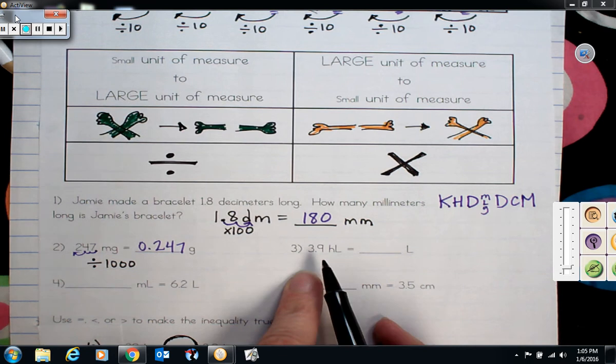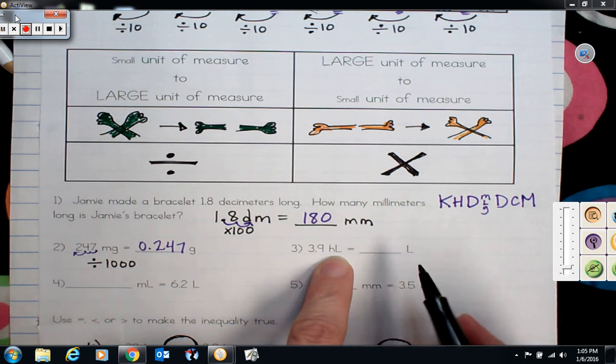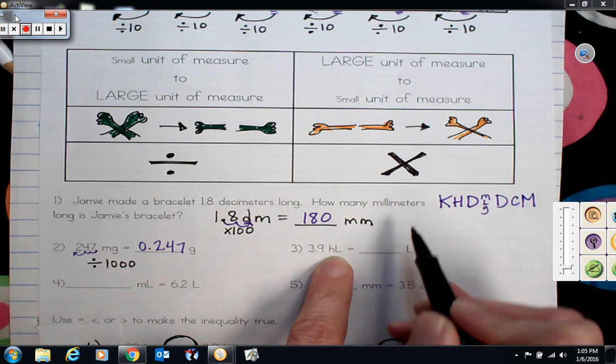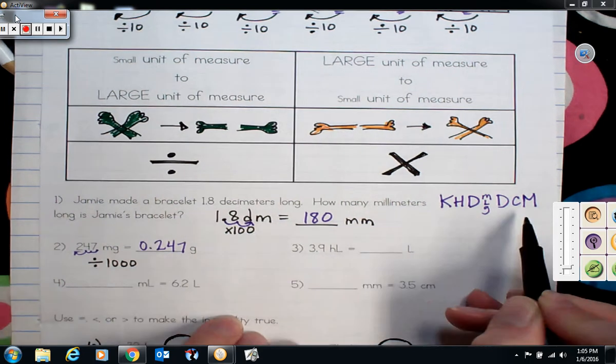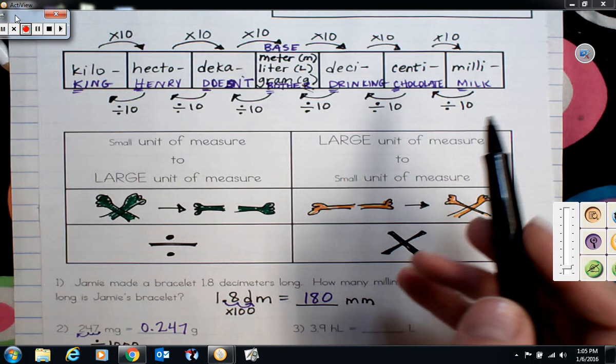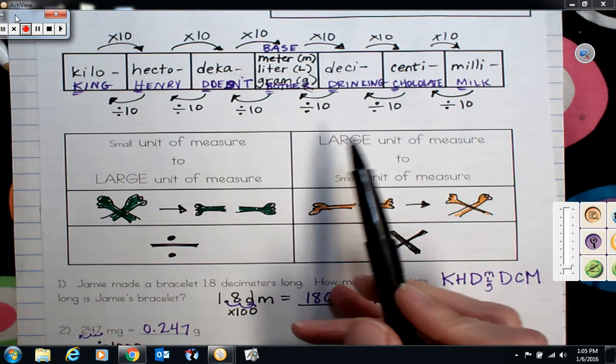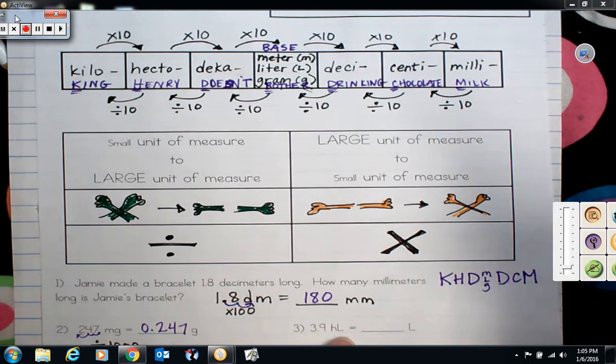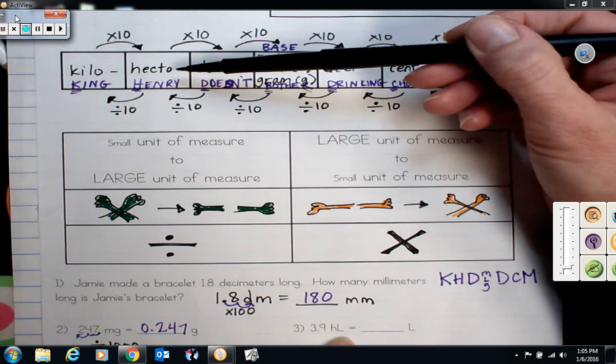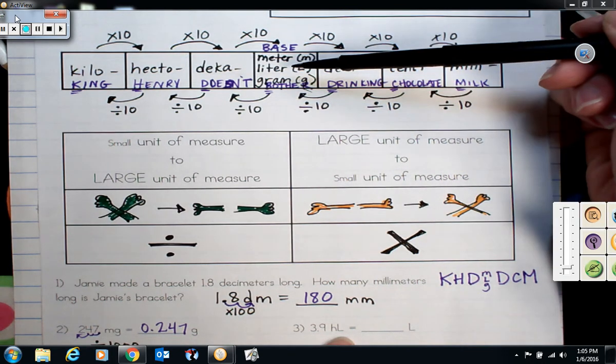So 3 9/10 hectoliters, and I want to change it to liters. So let's go to my chart. I can look at this simple chart, or I can scoot all the way up here to my original chart that has a little more detail to it. If I look at hectoliters, they're right here, and I want to move to liters. So it looks like I'm moving to the right.